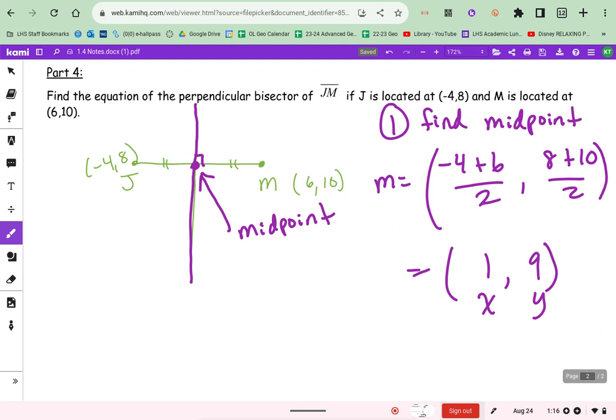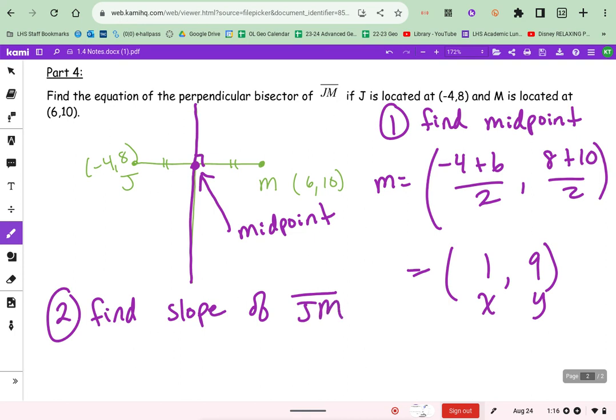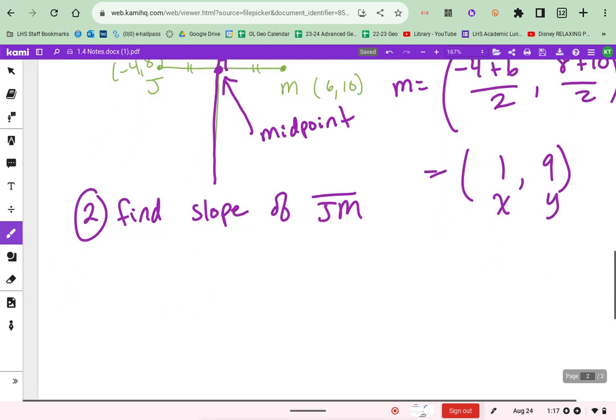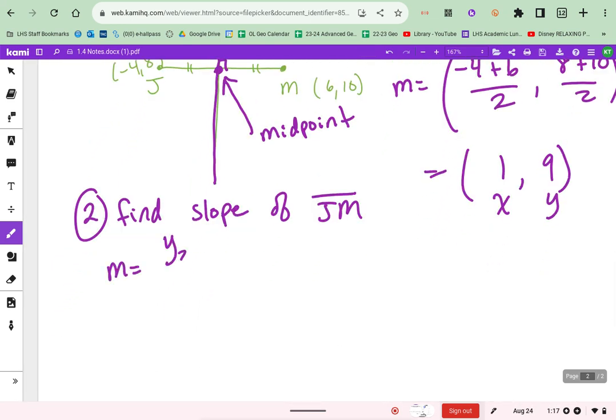So now we're on a mission to find the slope. So step 2 is I'm first just going to find the slope of line segment JM. So this is like finding the slope of my original line segment that was given to me. So the slope formula, in case you've forgotten, is y2 minus y1 over x2 minus x1. It's on your formula chart if you need it.